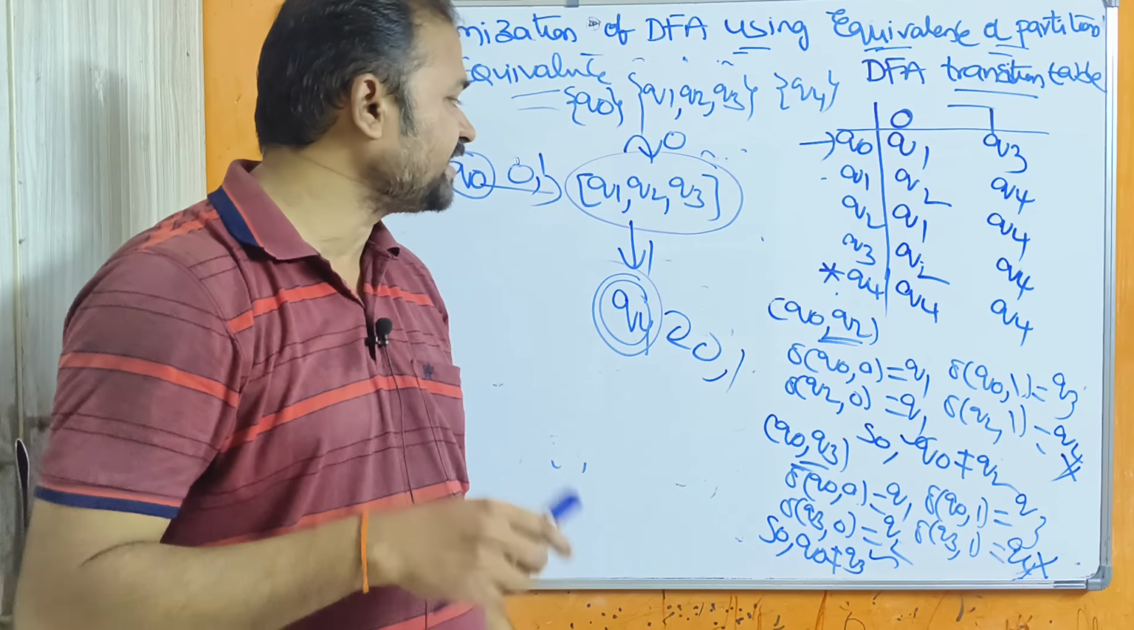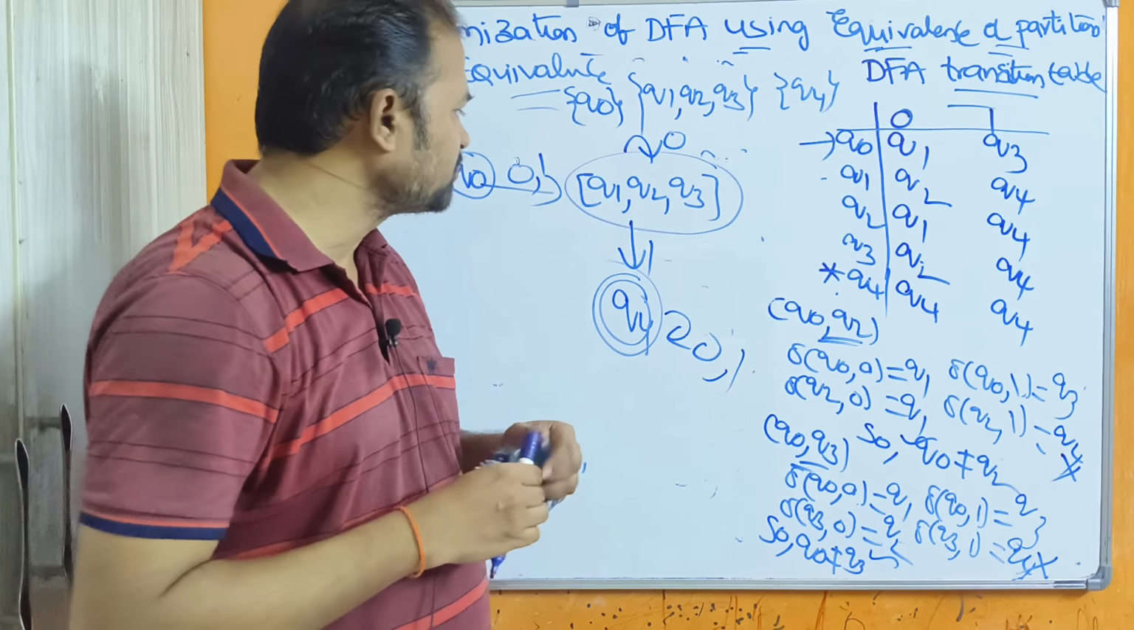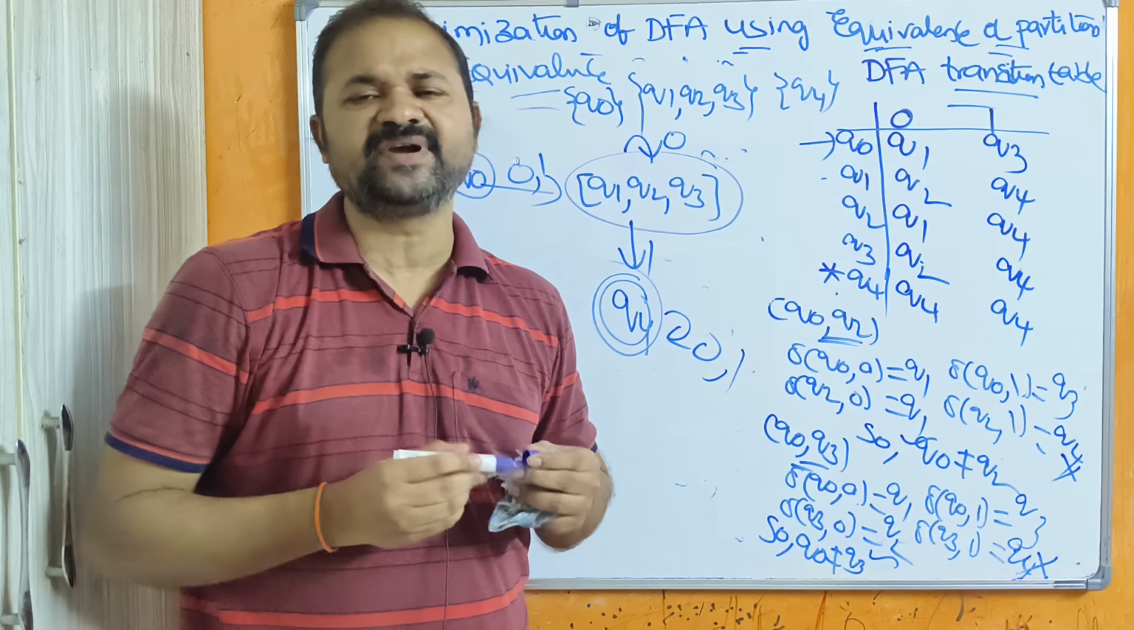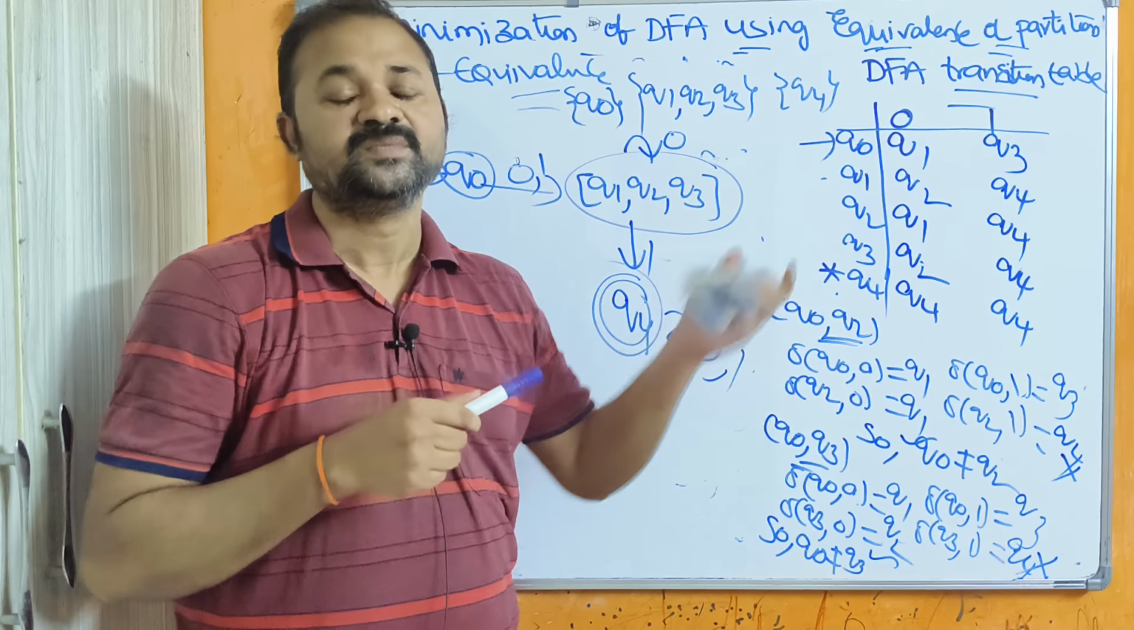So initially the DFA contains 5 states. Now 5 states are reduced to 3 states. In the next video we will discuss one more example on minimization of DFA.